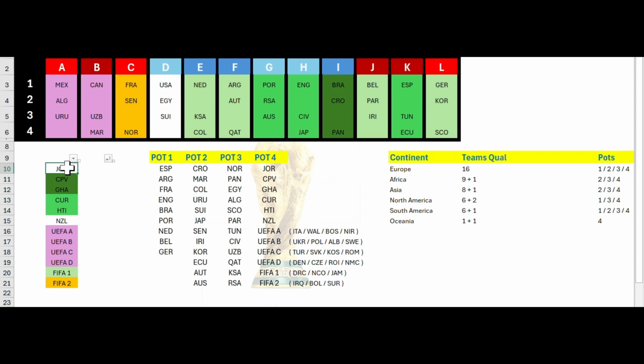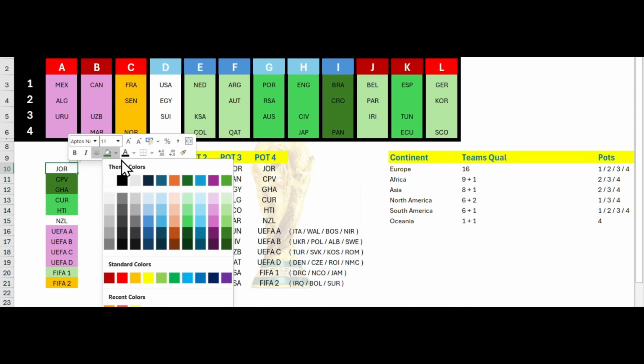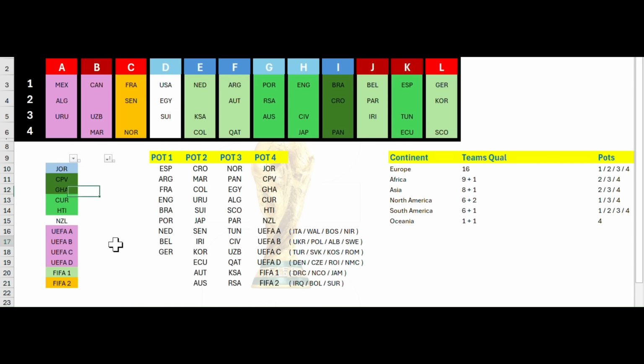Jordan is another debutant in the World Cup. They're our last Asian side in the draw. So let's colour them blue. There'll be various groups that they can go into as well. So, for example, Group D doesn't have an Asian side in it.